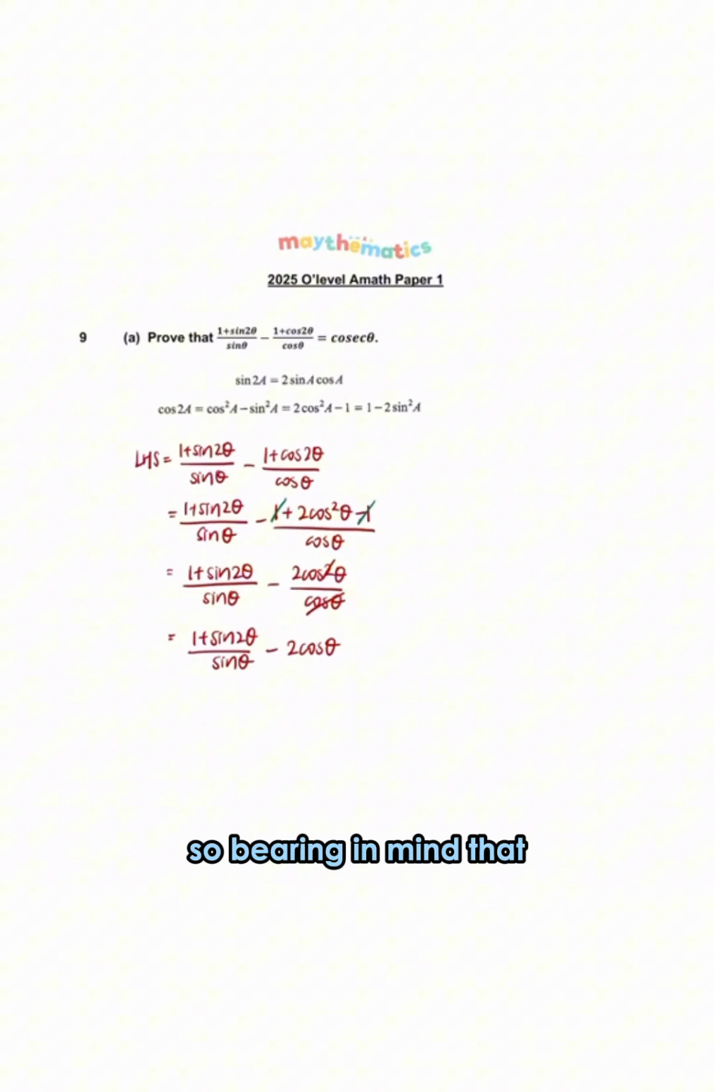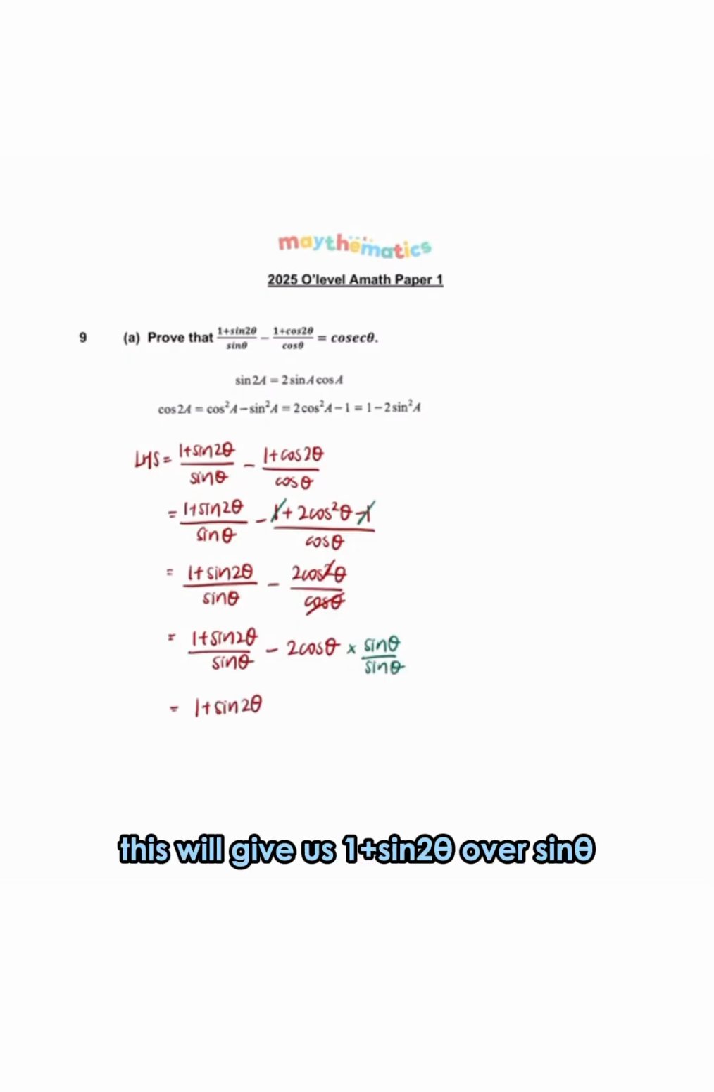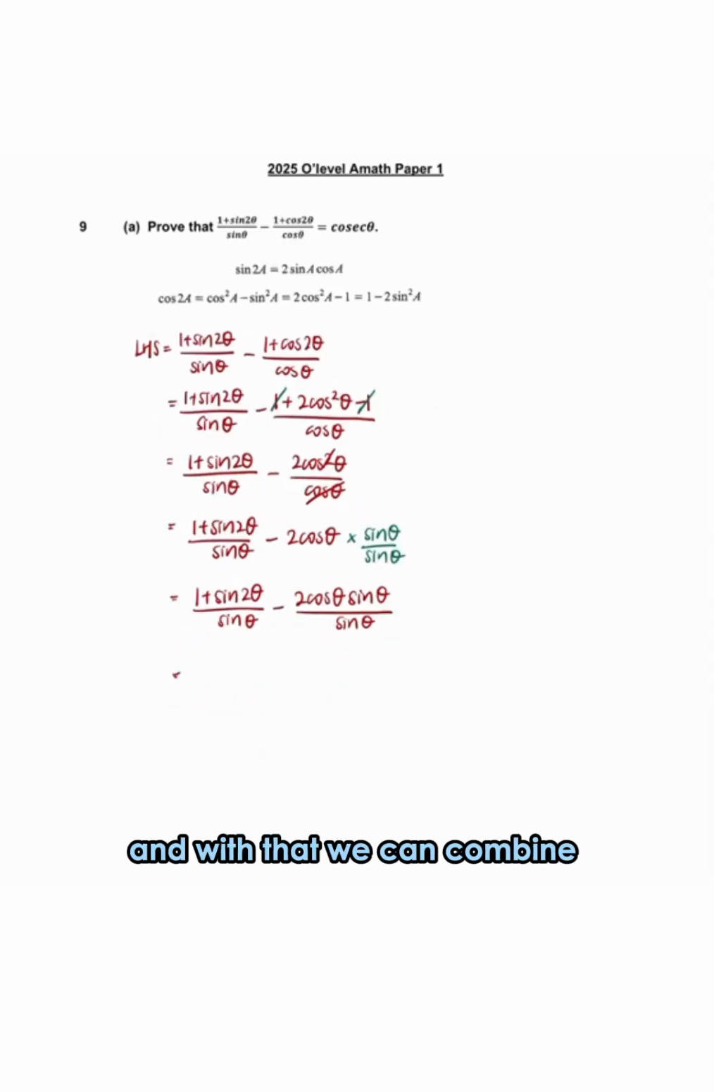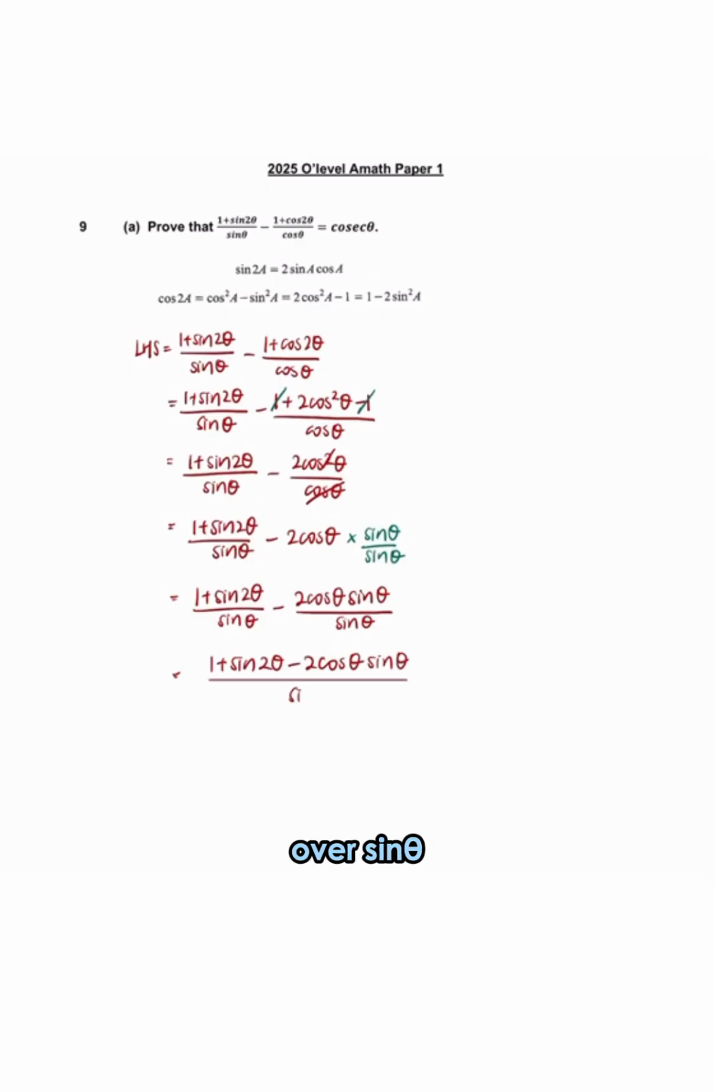Okay, so bearing in mind that I only have one term on the right hand side, I will be combining these two terms into one. And to do so, I must first make sure that they have the same denominator, which means my second term here, I will need to multiply it by sine theta over sine theta. This will give us (1 plus sine 2 theta) over sine theta minus (2 cosine theta sine theta) over sine theta. And with that, we can combine your numerator together. We have (1 plus sine 2 theta minus 2 cosine theta sine theta) over sine theta.